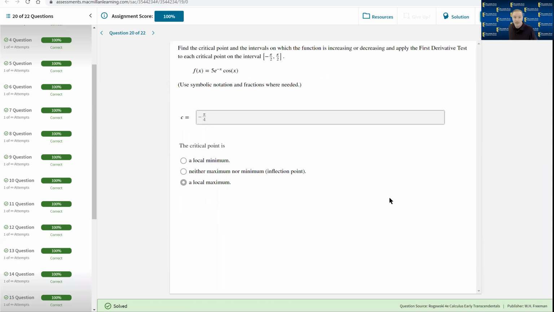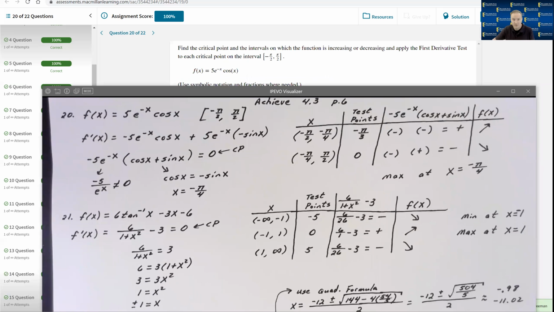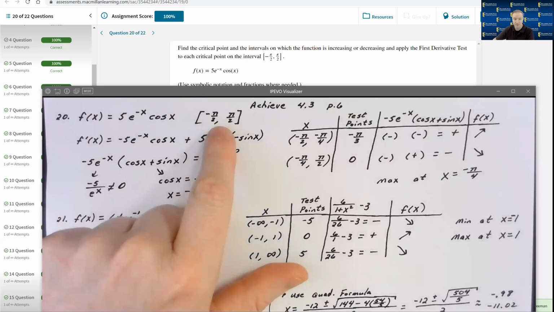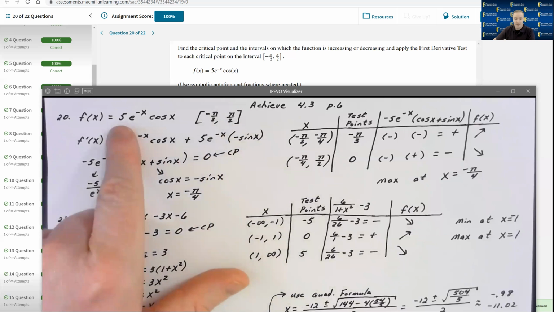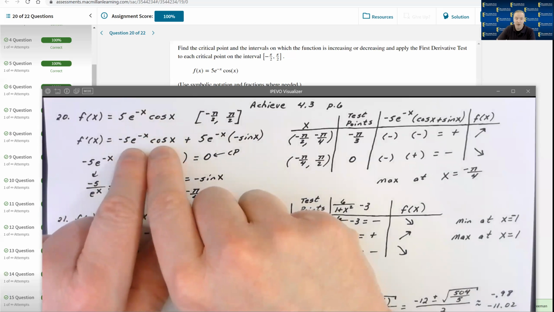Now, the next one here, and the last page of the work I did for this section, it took me 6 pages to do the Achieve assignments in this section. For number 20, I have 5e to the negative x cosine of x, and it's restricting me to the interval -pi/2 to pi/2. So of course, I have to take my derivative, and this one, like very few of the other ones in this section, we need to use the quotient, sorry, not the quotient rule, the product rule.